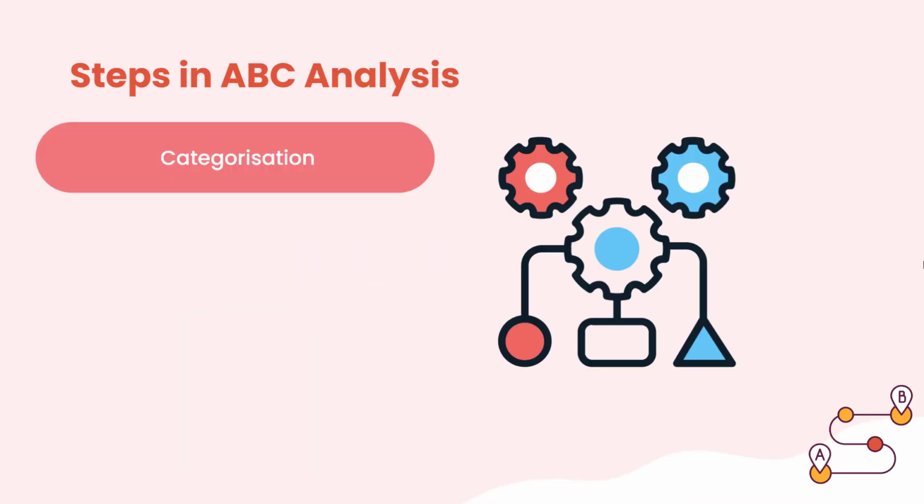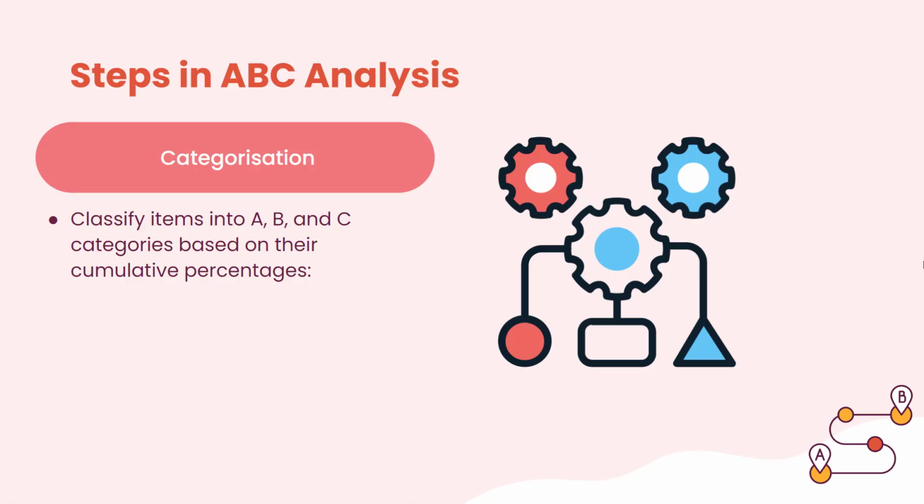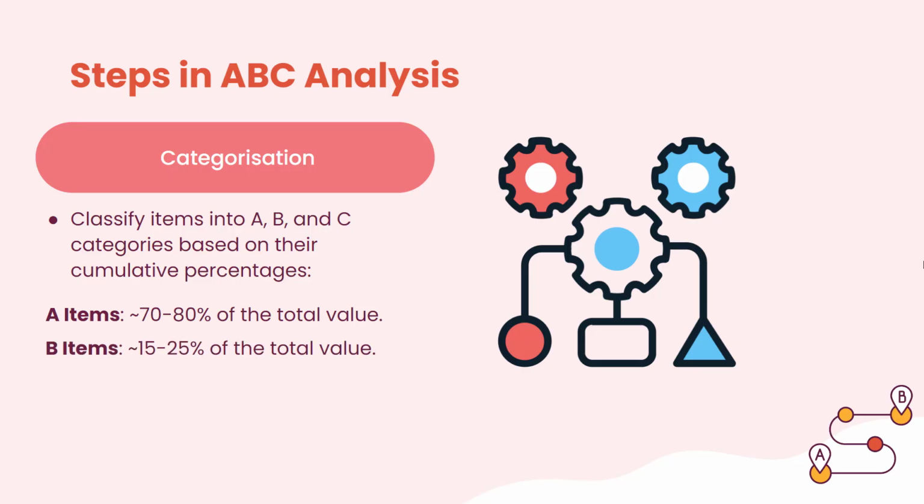After this, we will do the categorization. We'll classify the items into A, B, and C categories based on their cumulative percentages. A items typically represent about 70 to 80% of total inventory value, often the top 10 to 20% of the items. B items usually account for 15 to 25% of the total inventory value. And C items generally make up about 5 to 10% of the total inventory value.